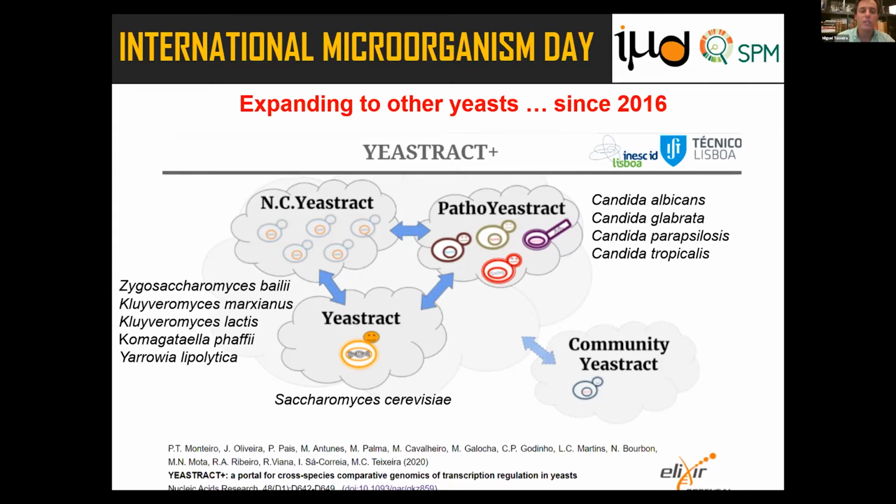and this combination of sub-databases we call Yeastract Plus. And not only is Yeastract Plus a plus because it has more species, but it's also a plus because it enables us to look at these regulatory associations in a cross-species manner. And how is that helpful?